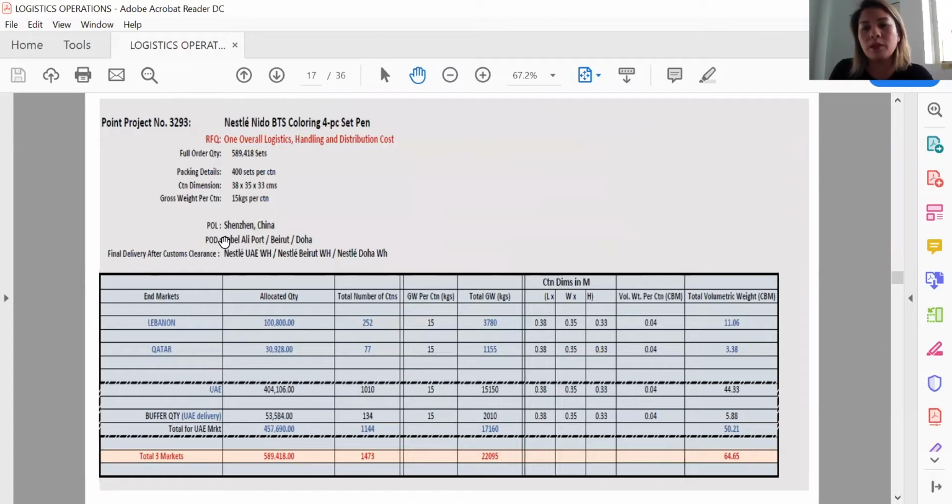And it's going to Lebanon. It will go to Beirut port. And Doha, Qatar. It will go to Doha port of Qatar. So, as you know, there is a restriction of sending shipment from Dubai to Qatar. So this shipment will be coming from China directly to Qatar.